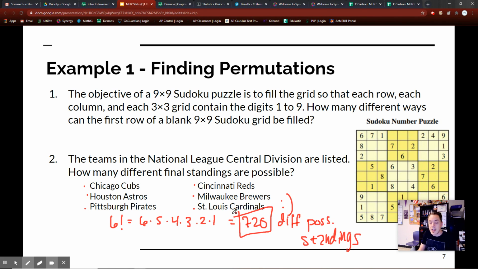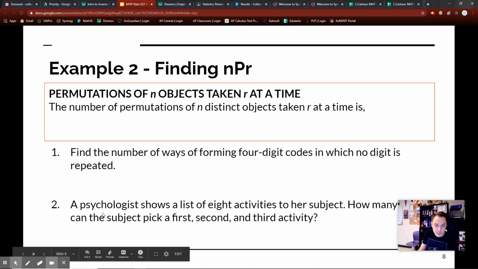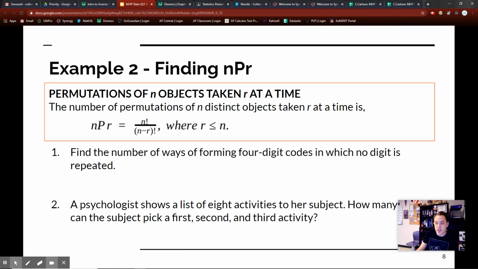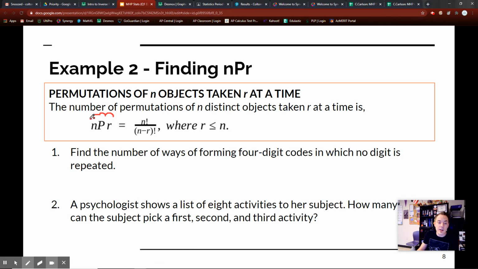Now there's a different kind of permutations that we're going to learn next, and that is permutations of n objects taken r at a time. I'm going to show you what that means. It's this formula right here. It's actually not that scary because, again, we can use Desmos and it helps us out a lot.